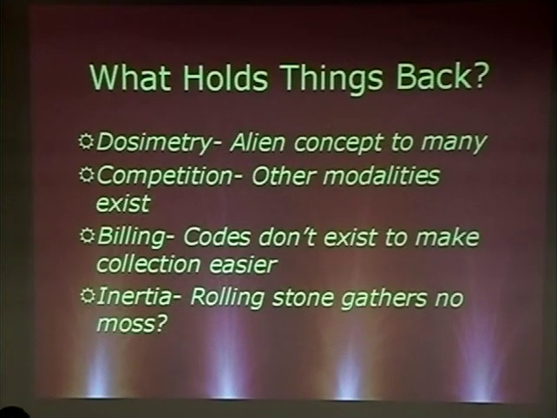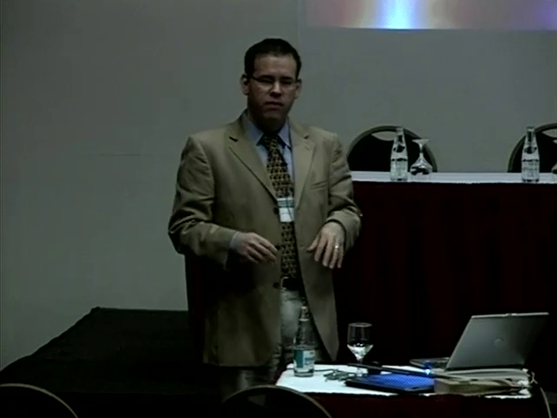So what holds things back? Well, right now, dosimetry, the concept of what's the right drug dose, what's the right light dose, that's alien to a lot of people. On skin lesions, for example, the dermatologist might have 20 different items to treat that. In the United States, billing is quite important. In many other parts of the world, if you're going to spend several $1,000s to buy a drug, you don't want to have to pay for that drug out of your pocket. You'll go bankrupt very quickly that way.